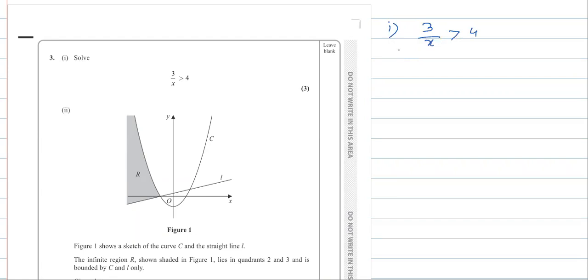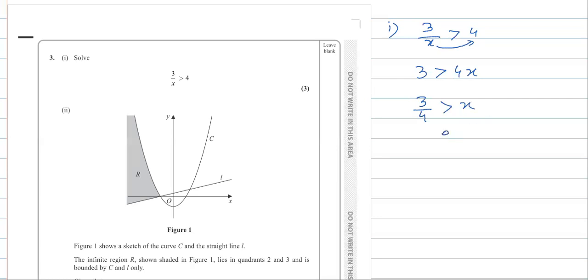And we solve the inequalities in the similar way we solve the equations. Take it to the other side. It will be 3 will be greater than 4x. So if you bring the 4 on that side, it will be 3 over 4 is greater than x.